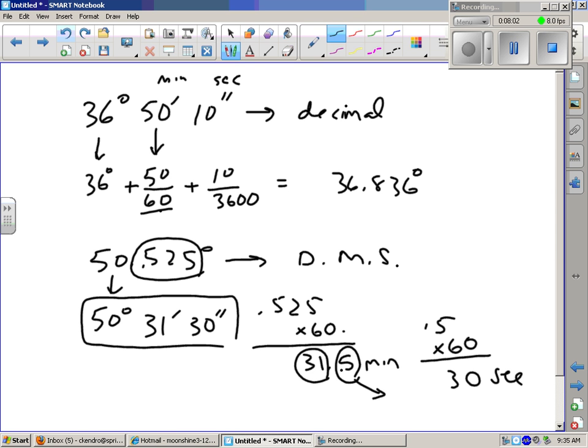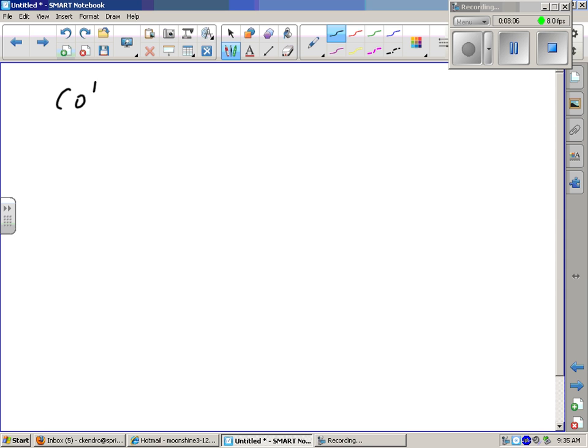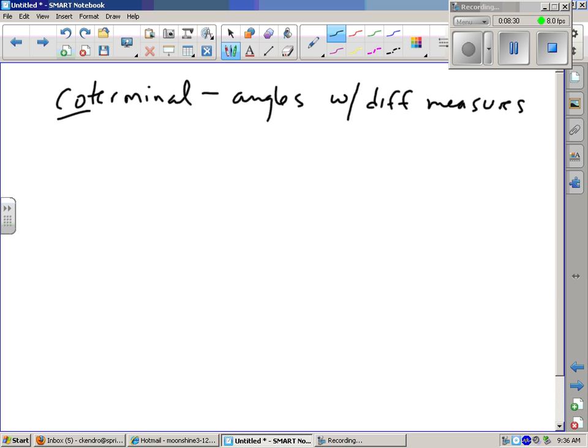All right. The last thing I want to talk about is something called coterminal. Just like co-captains, terminal means the end. Co means you're doing the same job, but you're going to have a different name. Co-captains do the same job, but they have a different name. So coterminal means they are angles with different measures, but land in the same spot.